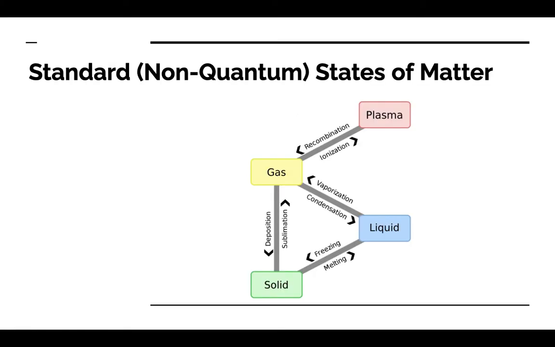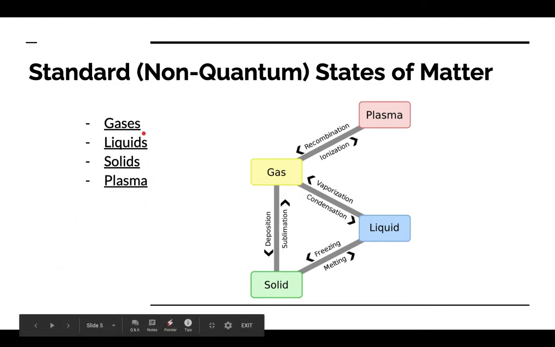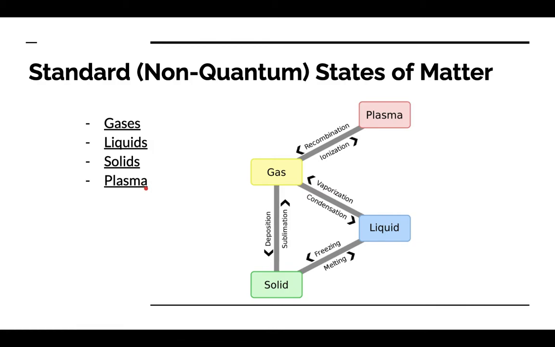So here are the standard non-quantum states of matter. There are more states of matter if you dive into the world of quantum mechanics, but we're not going to be there yet. Alright, so there are gases, liquids, solids, and then plasma. Gases, liquids, and solids we're going to look at in detail in today's lesson. Plasma we'll look at a bit, but plasma is better reserved for later units. Okay?